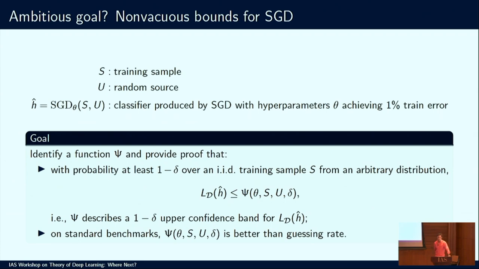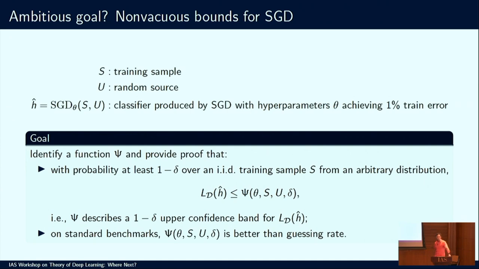All right, so here are two goals. Here's the main goal in the open problem. Identify a function psi and provide a proof that with probability at least 1 minus delta on the IID training set, you have a bound on the risk. And this psi is allowed to depend on the hyperparameters of SGD, the sample, the randomness, and the confidence parameter. So in other words, this psi is a kind of 1 minus delta upper confidence band on the risk. Right, so this is a kind of standard structure you learn and study in statistical learning theory.